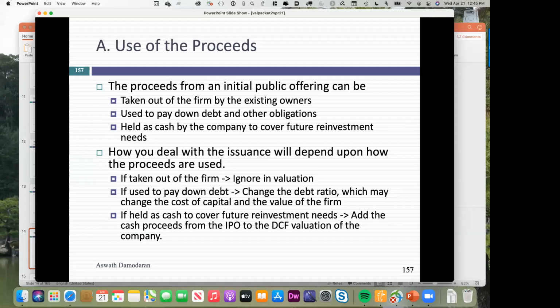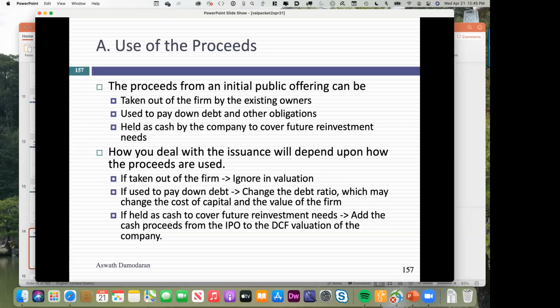The second is you can use the proceeds to pay off debt that you've taken on that you don't want anymore, because you're paying too high an interest rate. And the third and the most common scenario is you raise money and you keep it as cash. Why? Because you're a young, growing company. You need this cash to cover future investments. This now becomes part of your cash balance.